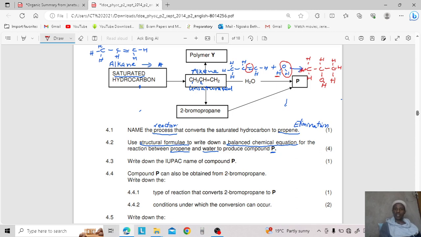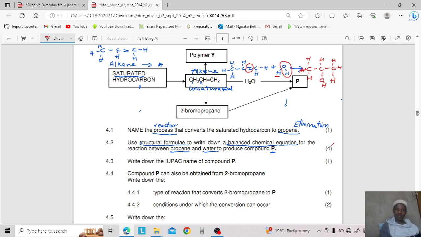Now it's balanced. You can read the number of oxygens. This side is 1 and 1. Carbons 3, 3. Hydrogens 1, 2, 3, 4, 5, 6, 7, 8. And here 3 plus 6 plus 2, then they are 8. Then it's balanced. So that will be the answer for these 4 marks.